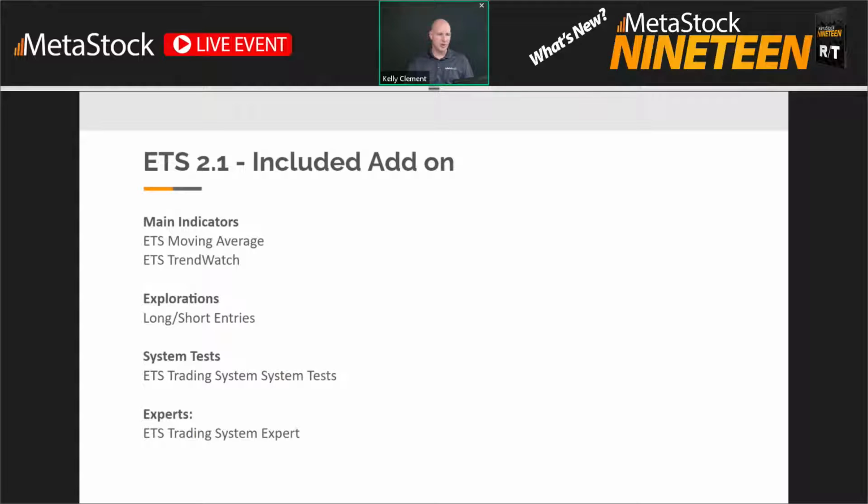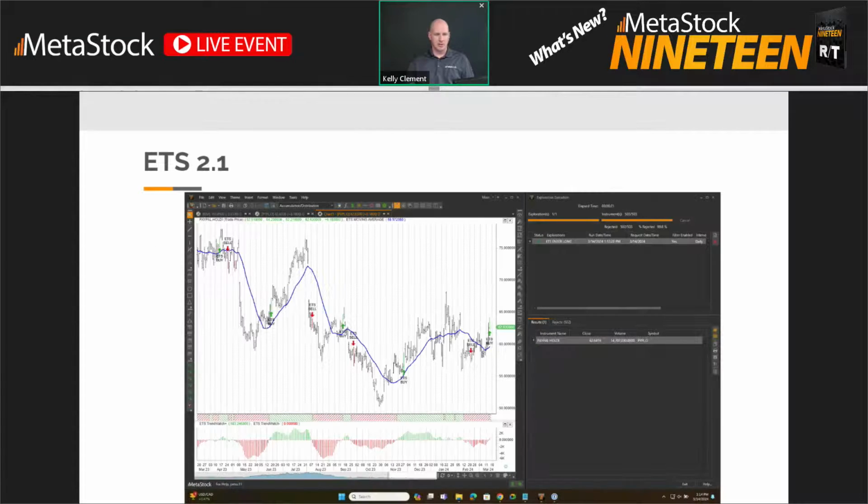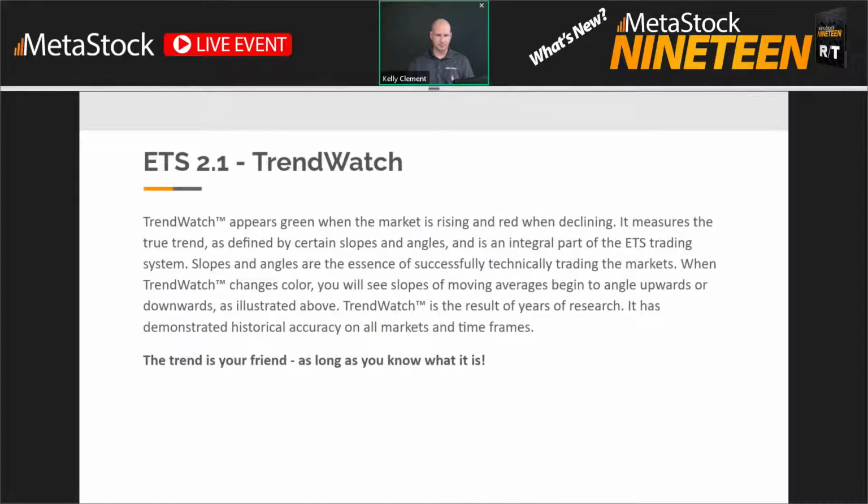So ETS 2.1, this one is a trend-following system. So it makes it really easy to identify trends because it looks at it in a few different ways. So this is how it looks on a chart. It gives you easy buy and sell signals. And we're going to talk a little bit about what it does and how it develops it.